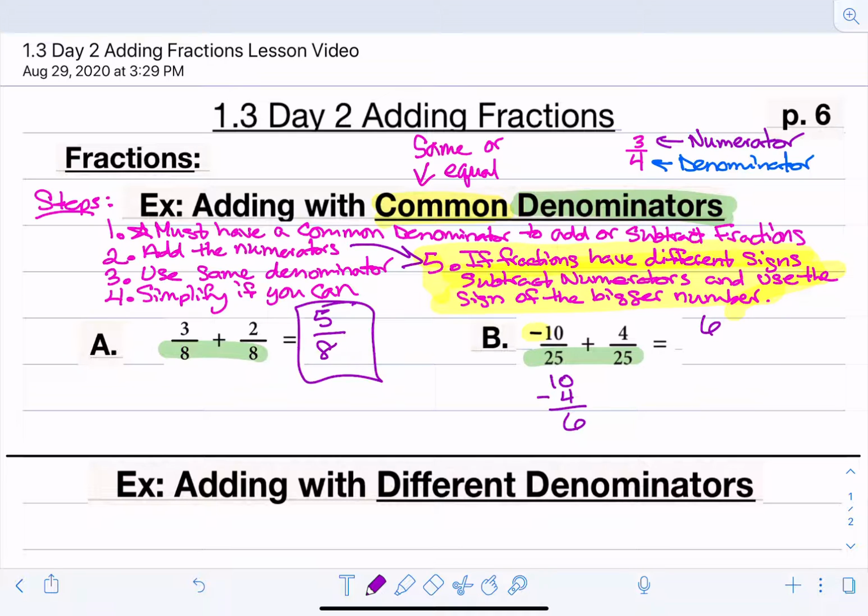But now we're going back to 3. So use the same denominator. In this case, it's 25. Simplify if you can. Well, 6 over 25, you can't simplify it any further. It's done. And then it says, use the sign of the bigger number. So in this case, 10 is bigger than 4. 10 was negative, so the answer is going to be negative 6 over 25. So if you have two fractions and they have different signs, you're going to do step 5 and then continue on with step 3.